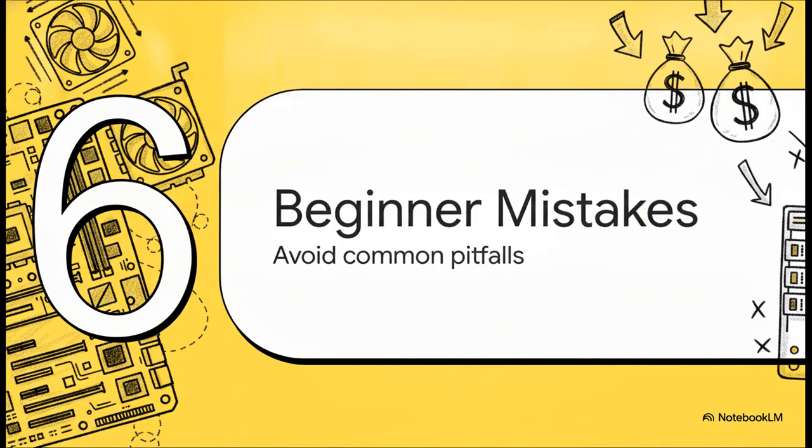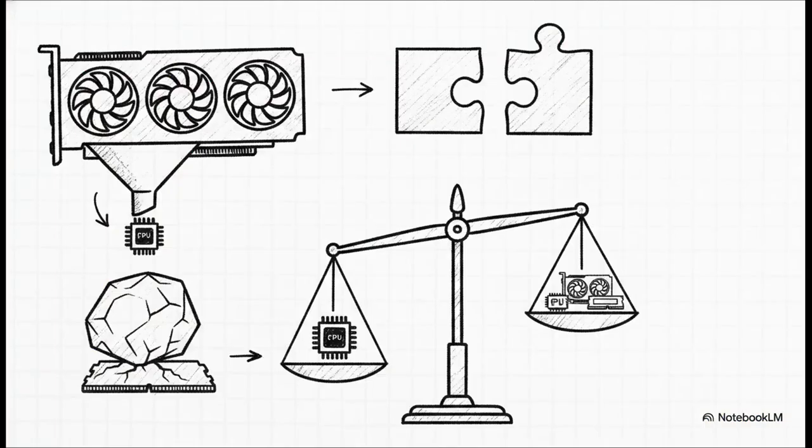Let's wrap up with Section 6, beginner mistakes to avoid. Let's punch quickly through these 6 common pitfalls. Number 1, overspending on a massive GPU, but pairing it with a weak CPU. This creates a huge bottleneck where your graphics card is just constantly sitting around waiting for instructions. Number 2, buying an incompatible motherboard and processor combination. Just a totally frustrating waste of time.